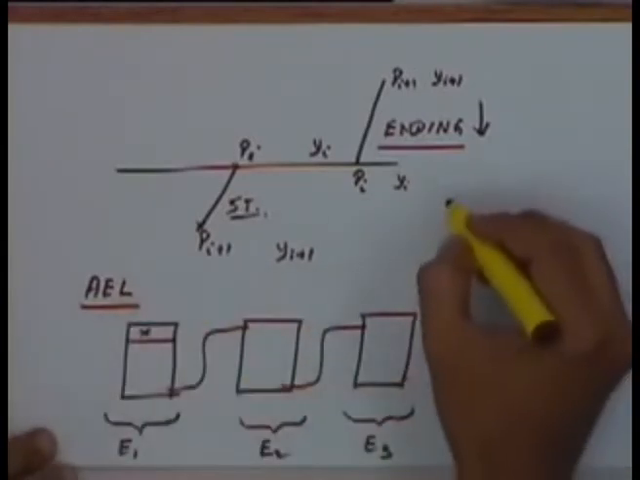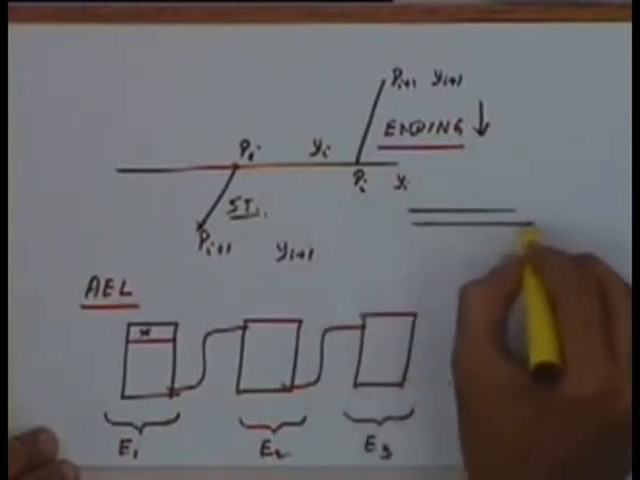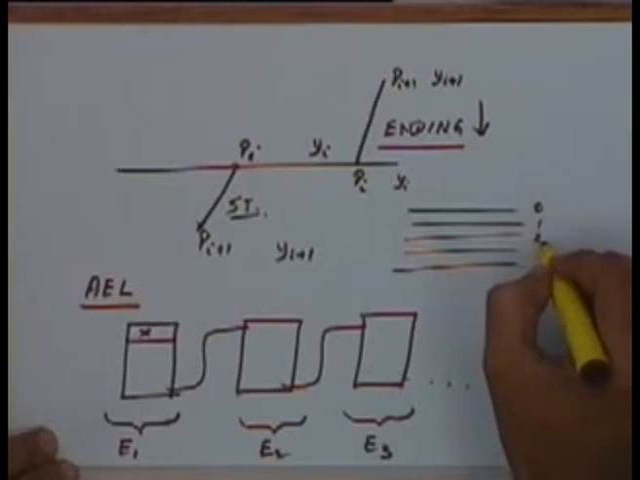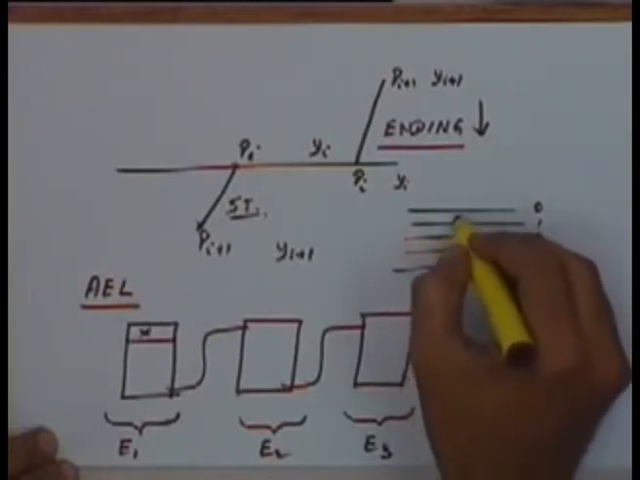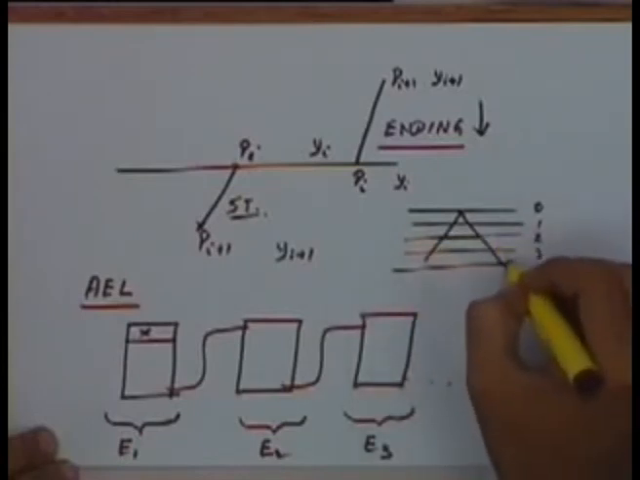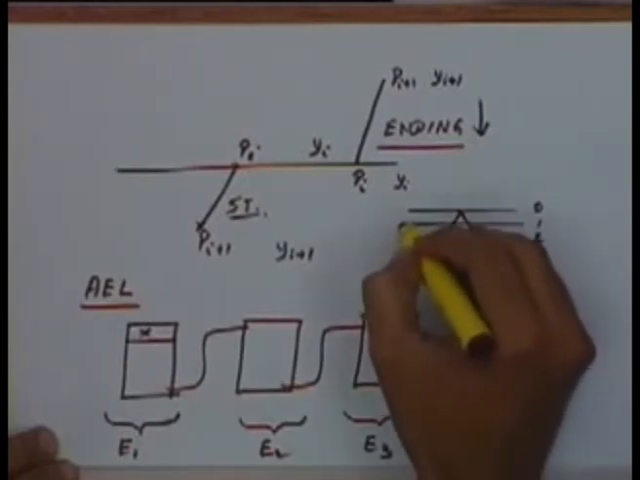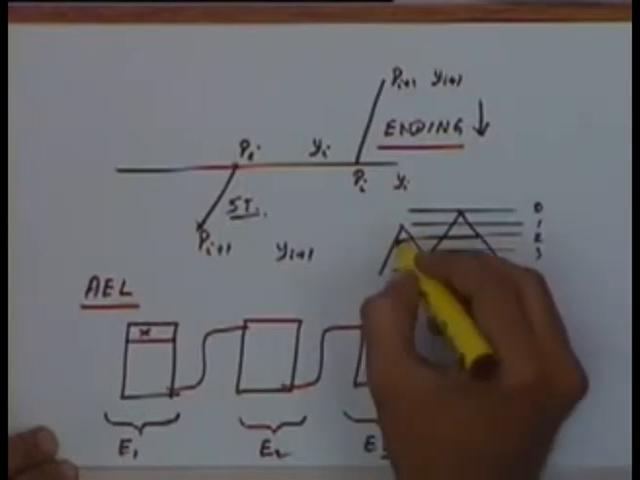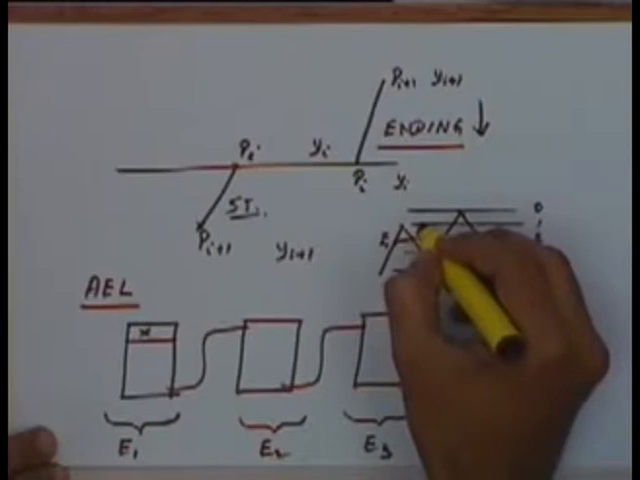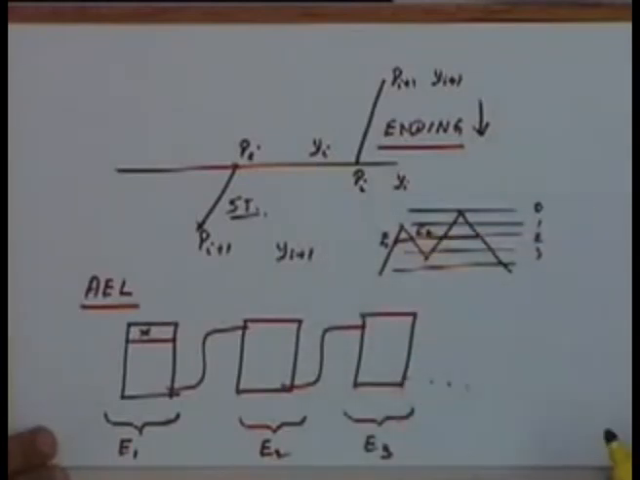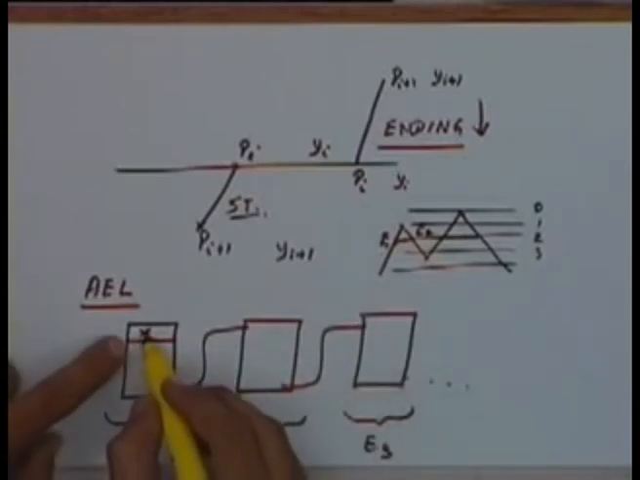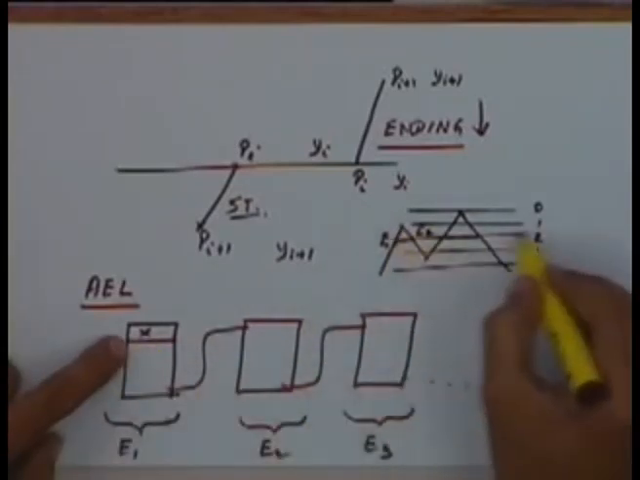Okay, so this is, let us say, scan line numbers, and on this particular scan line, let us take it something like this. We have entries: this is edge E1, this is edge E2, and so on. For this edge E1, we need to know the x intersection of edge E1 with this scan line.